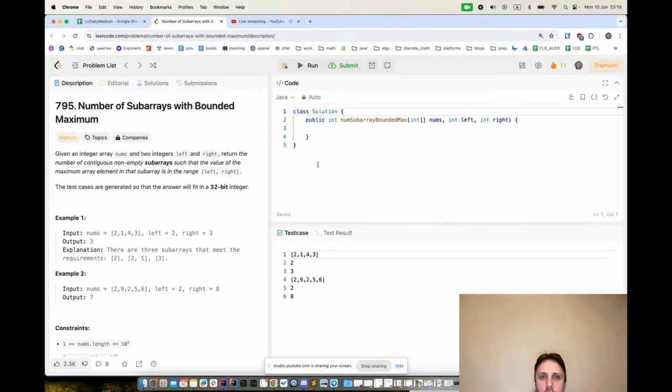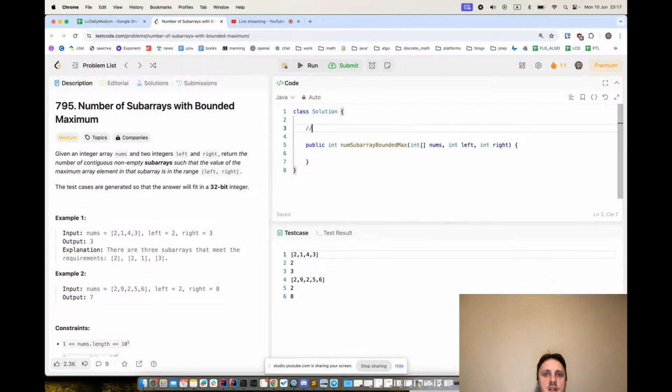Hi guys, let's continue solving our tasks, and the next task would be the following one. This task is called the number of subarrays with bounded maximum. We are given an integer array nums and two integers left and right. We have to return the number of contiguous non-empty subarrays such that the value of the maximum array element in that subarray is in the range left and right.